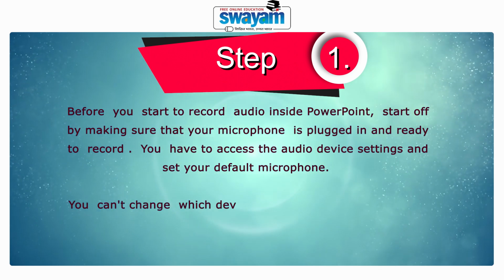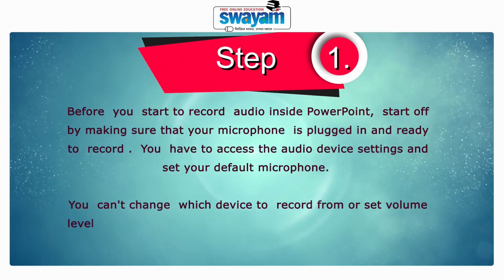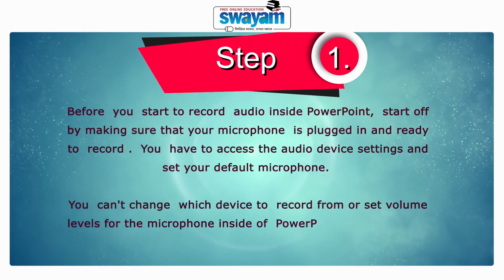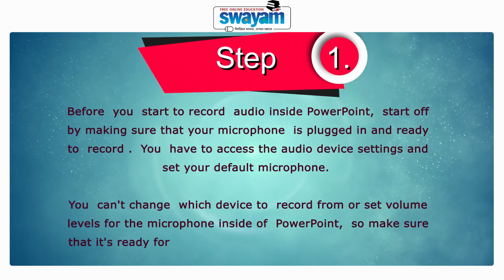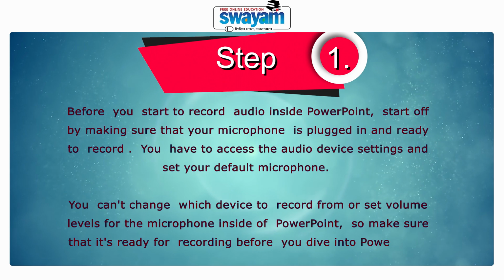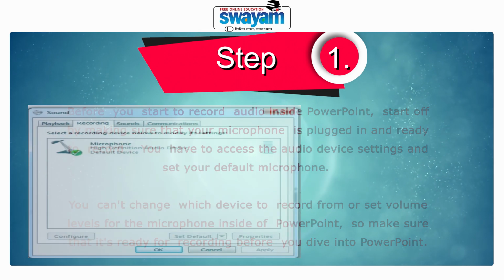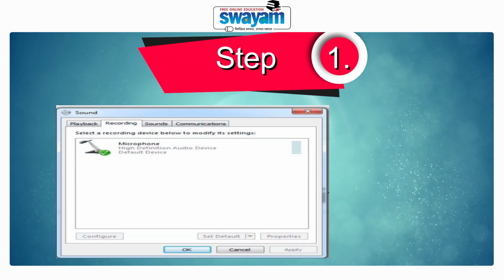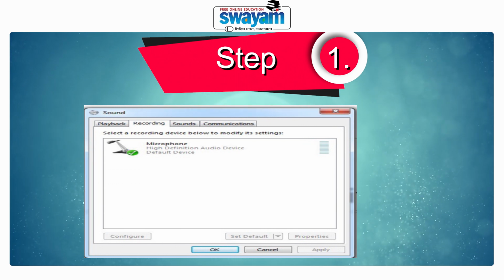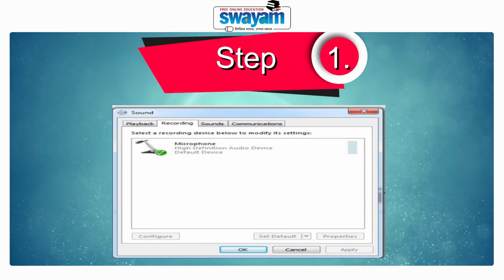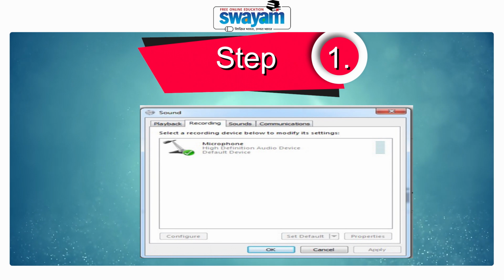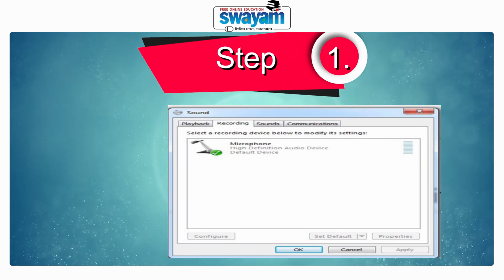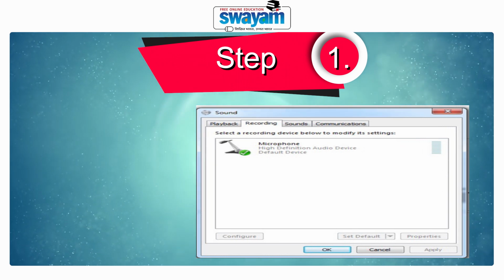You can't change which device to record from or set volume levels for the microphone inside of PowerPoint. So, make sure that it is ready for recording before you dive into your PowerPoint. You can't change the microphone settings inside of PowerPoint, as seen in the screenshot. So, make sure you use the Windows settings to choose your mic and set levels before you start recording in PowerPoint.